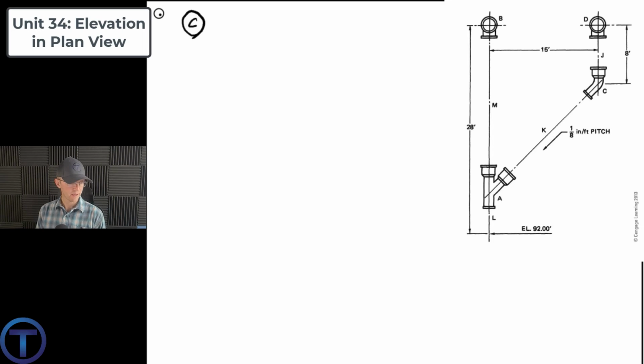C is the elevation that we find over at the 45. So we've come from our starting point at 92.00. It comes through the Y and over to the 45. Start with our 92. What is the distance that we've traveled? Well, in L, we traveled 5 feet. K, we traveled 21 foot, 2.5 inches.